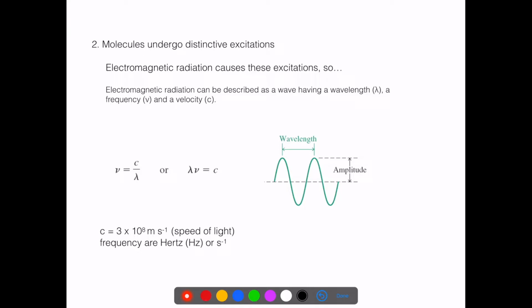And so remembering back all the way to chapter 6 in Gen Chem, where we learned about waves, the frequency nu is equal to the speed of light c divided by the wavelength lambda. Remember that the speed of light is 3 times 10 to the 8th meters per second, and frequency is usually given in terms of hertz or inverse seconds. Each one of those techniques, NMR, IR, and UV, just uses different wavelengths of light.